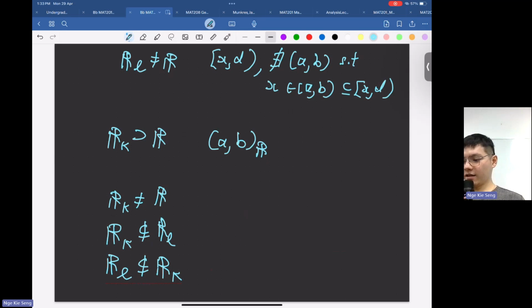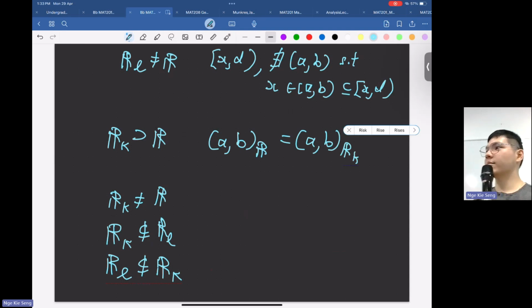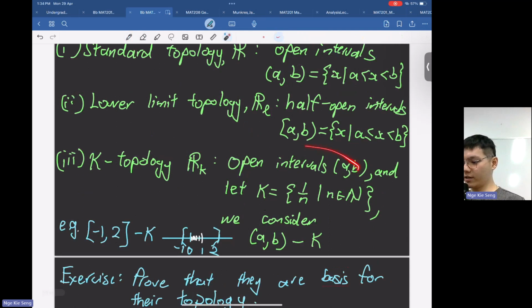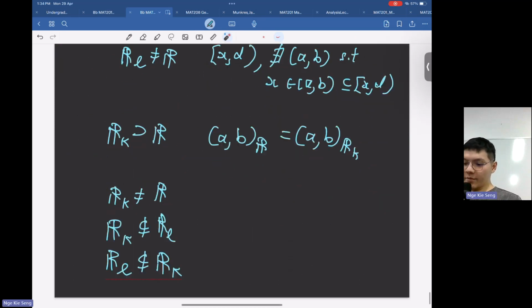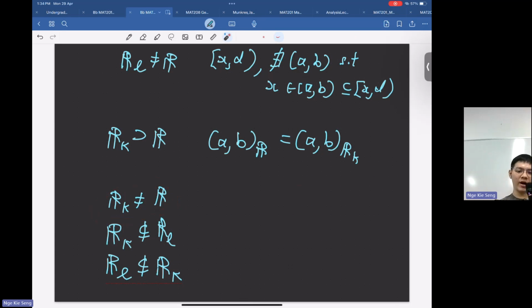This one is easy because we also have open interval as the basis of R_K. So we just pick the same open interval here. Because in R_K, one of the generators is open interval. Remember? In R_K, we have open interval plus open interval take away the sequence 1 over n. But R_K is not equal to R. Why? Meaning there's some basis element in R_K that cannot contain R, which contain a point inside the basis.